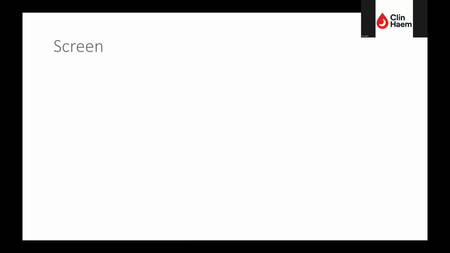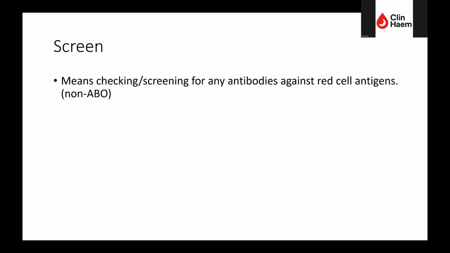Okay, now going on. That was group. After group, we do screen. Screen means screening, as the name suggests, for any non-ABO antibodies against red cell antigens that a patient might have in their plasma. I mention non-ABO because, as you know, everyone would have naturally occurring antibodies to the ABO system unless, of course, they are blood group AB.